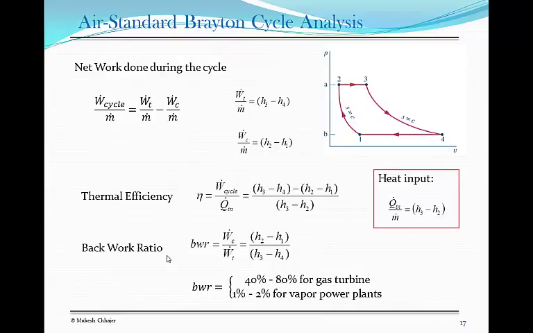So what is the ratio of the work that you have to put back in per unit of useful work that is being done? That's the back work ratio, WC over WT, which is the change in enthalpy for the compressor divided by the change in enthalpy for the turbine. You can see the lower the back work ratio, the better it is, because you are putting in less work to get more useful work from the turbine. For gas turbines, it's about 40 to 80%.